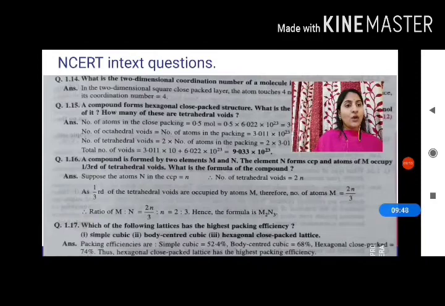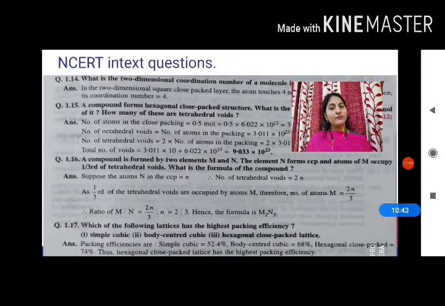Let's find out the tetrahedral voids first. Suppose the number of atoms of N in the CCP is n. So octahedral voids would also be n, and the tetrahedral voids would be twice n. And here M occupies only 1/3 of the total tetrahedral voids, so it would be 1/3 of 2n. So the ratio of M to N would be 2n upon 3 is to n, that is 2 is to 3, and the formula is M2N3.